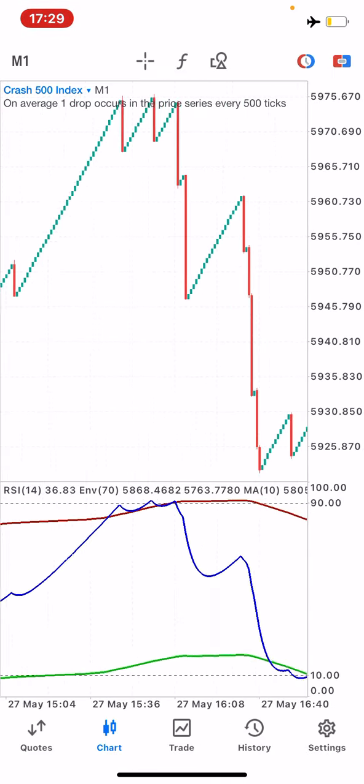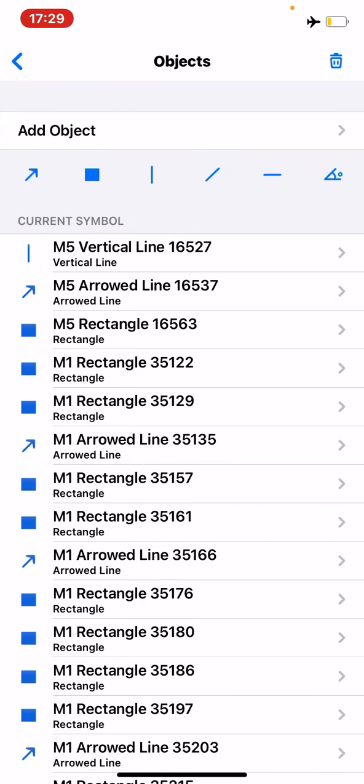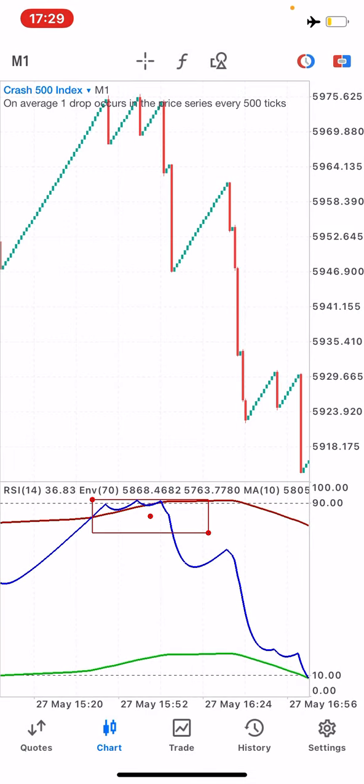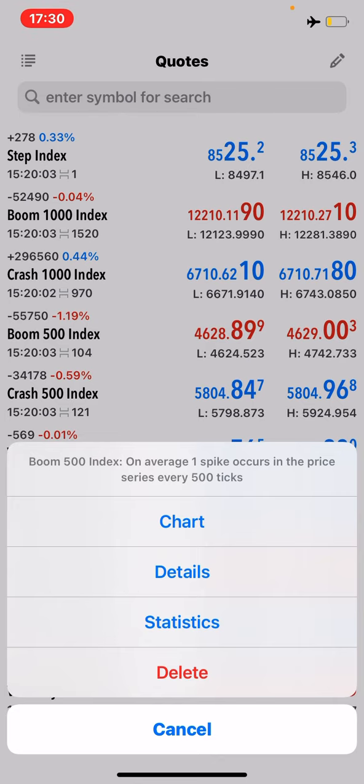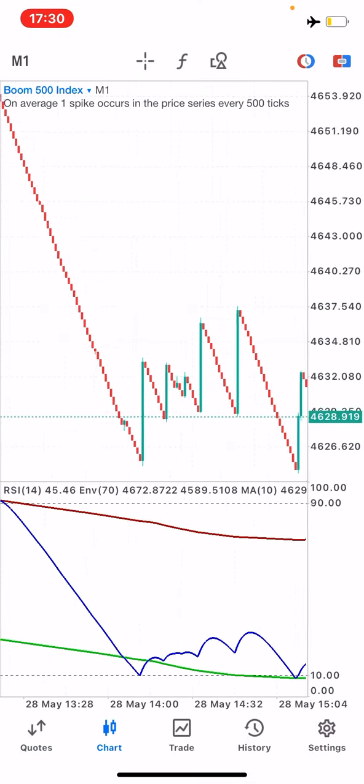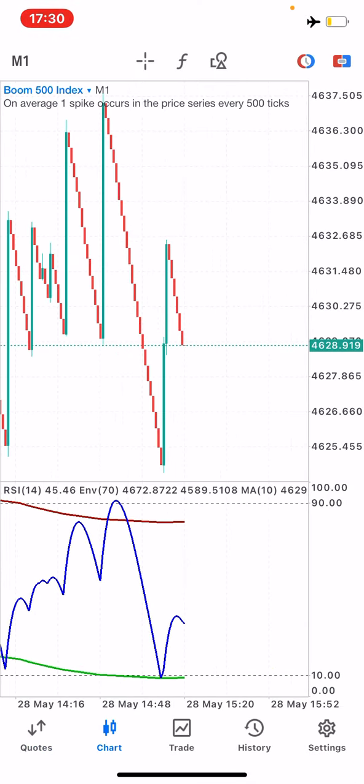Here is a high probability trade and a series of spikes. Let me highlight it again. And a series of spikes then followed. Okay, let's talk about how to catch spikes on Boom 500, right? Here is Boom 500, the same conditions, but this time is pretty much the opposite.